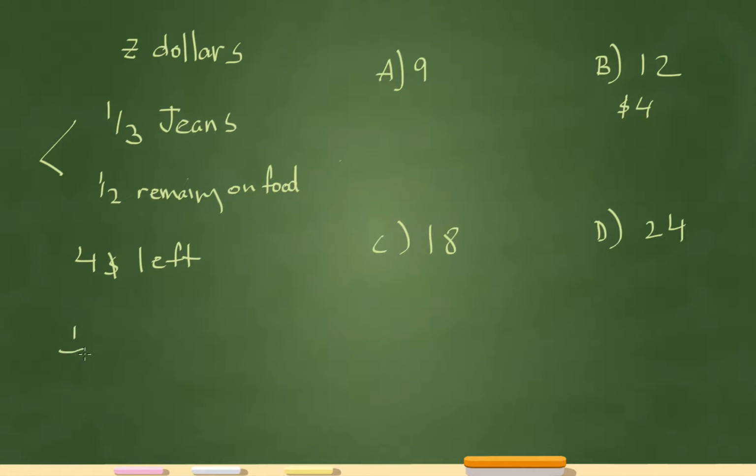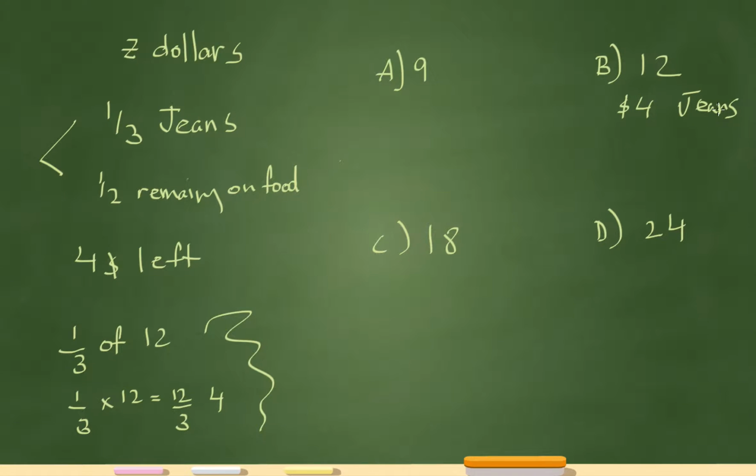Now, if you're forgetting, one third of 12, of all of it, means multiplication. So one third times 12 is 12 over 3, or 4. So that's how I got that $4 on jeans. Make sure you're good at those simple operations like I did over here. So now she spends $4 on jeans. So after spending $4, she's left with $8.